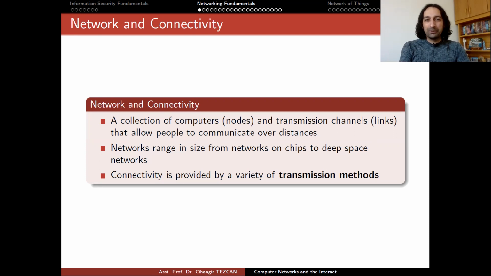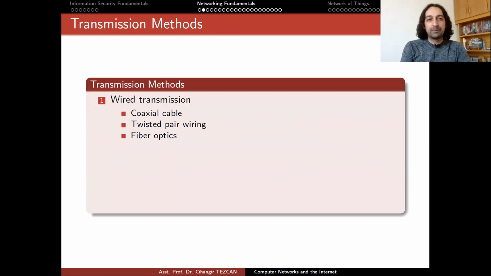A collection of computers, which we generally refer to as nodes, and transmission channels, which we also refer to as links, that allow people to communicate over distances, are referred to as a network. And transmission channels allow the connectivity. Networks range in size from networks on chips to deep space networks. Connectivity is provided by a variety of transmission methods, which we'll see in detail in our following lectures.